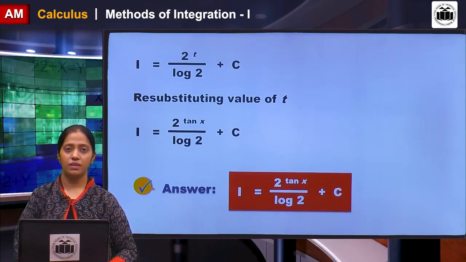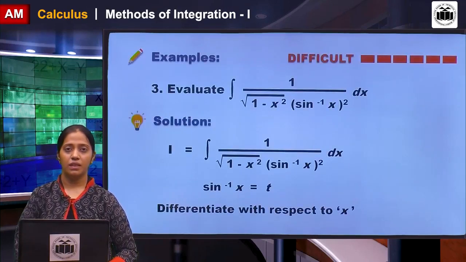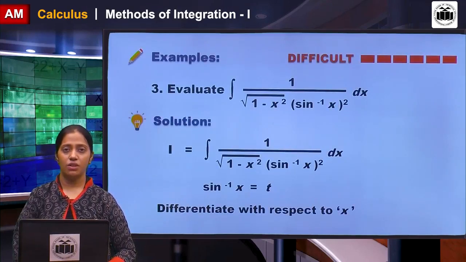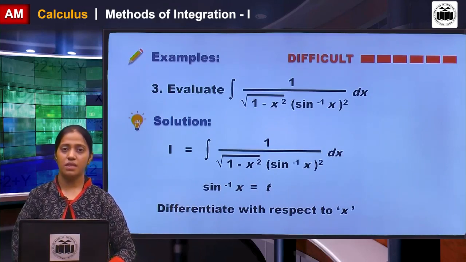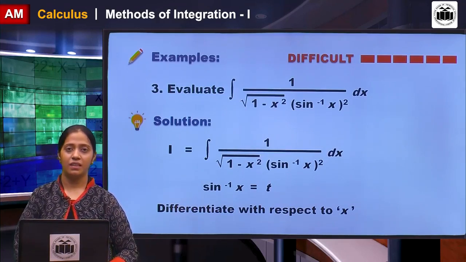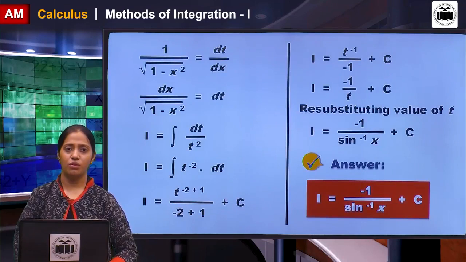Now the third one. The third I have given is a little bit difficult. Evaluate the integral of 1 upon root of 1 minus x square times sin inverse x the whole square. One thing is clear to you, I think. Whatever the sin inverse term given, use that term for the substitution. So here we have taken sin inverse x as t. And the rest you know how to solve.